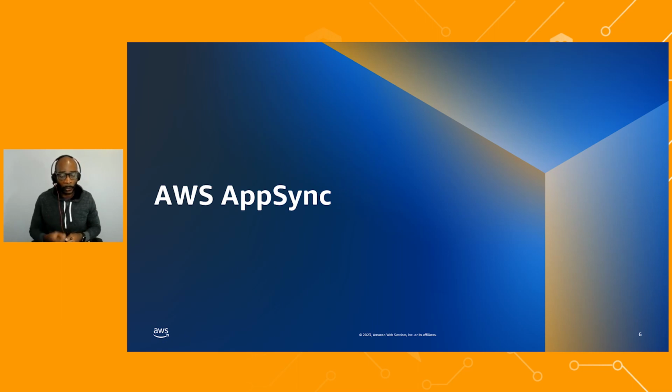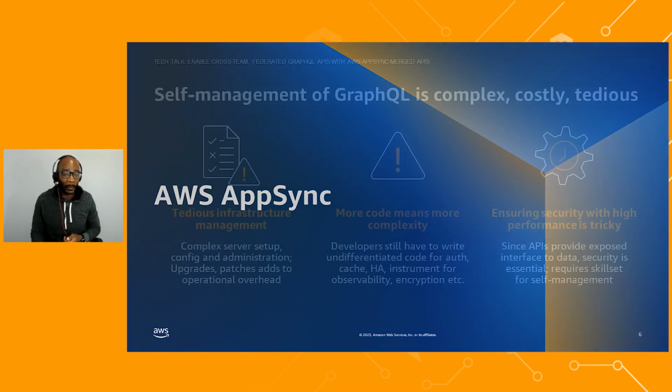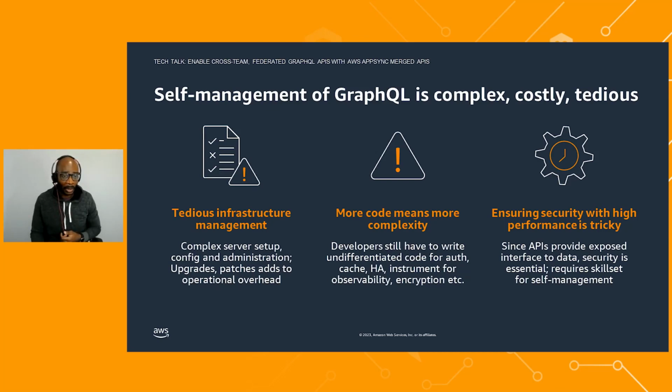Developers want to work on the things that matter the most for their customers. And having to work on backend infrastructure that doesn't really meet those business goals doesn't help them do that. AWS AppSync can help you achieve those business goals a lot quicker by offering this managed service. So AWS AppSync is a service that provides fully managed GraphQL APIs along with real-time and pub/sub capabilities. Now, this is important because, as I mentioned, self-management of GraphQL is complex, costly, and tedious.